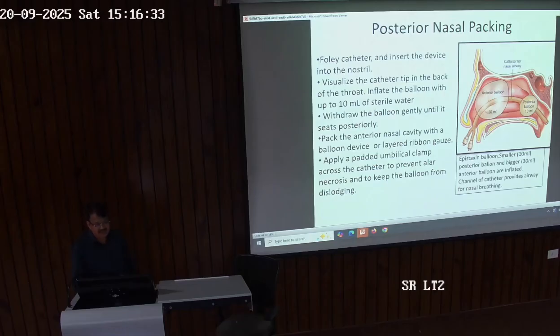Take a Foley's catheter and insert the device into the nostril. Visualize the catheter tip in the back of the throat. Inflate the balloon with up to 10 ml of sterile water. Withdraw the balloon gently until it sits posteriorly. Pack the anterior nasal cavity with a balloon device or layered ribbon gauze. Apply a padded umbilical clamp across the catheter to prevent alar necrosis and to keep the balloon from dislodging.